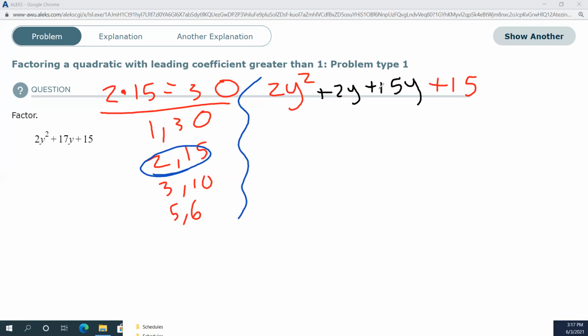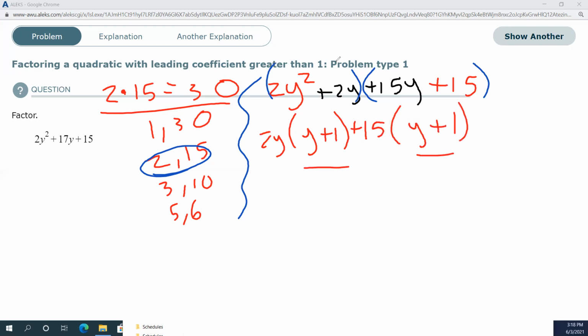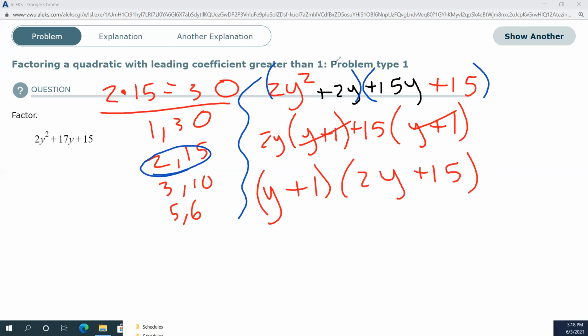Now I've got 4 terms. I do factoring by grouping. And because we chose a pair of numbers that multiply to 30, add up to 17, they're going to work. Okay, they're going to do exactly what we want. So out of the first binomial, I can pull out a 2y. That leaves y plus 1. And out of the second one, I can pull out a 15, which leaves a y plus 1. They both have the y plus 1, so I can factor that out. And I'm left with 2y plus 15, and that's the factored form.